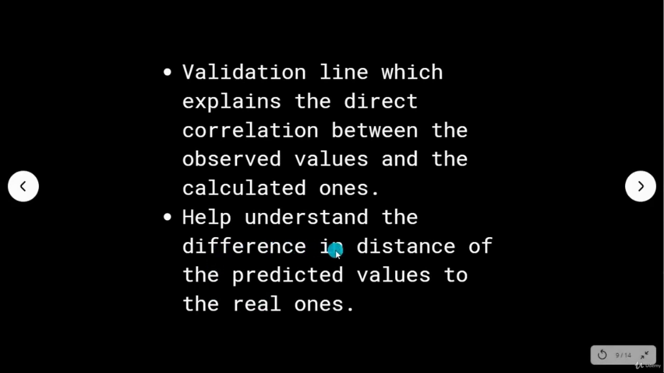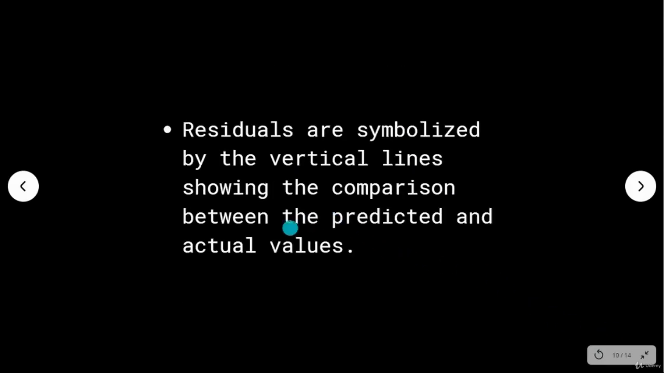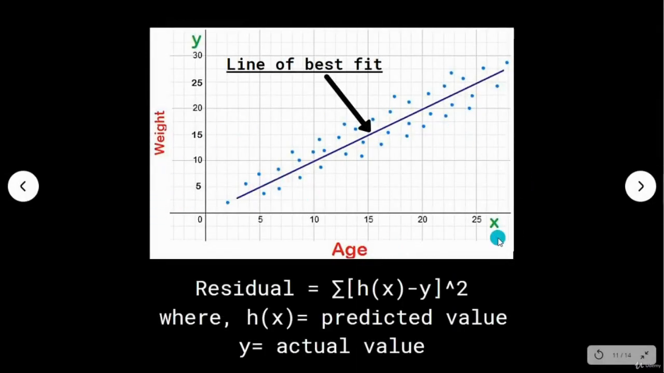The line of best fit is a validation line which explains the direct correlation between the observed values and the calculated ones. It helps in understanding the difference in distance of the predicted values to the real ones. This distance is known as residual. These residuals are symbolized by the vertical lines showing the comparison between the predicted and actual values. The graph gives us a simple understanding of how this works.